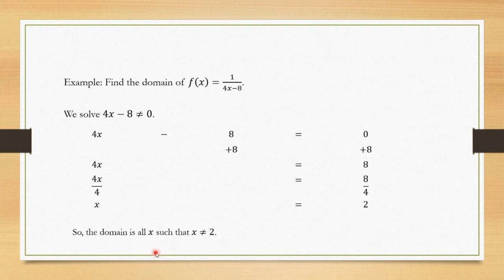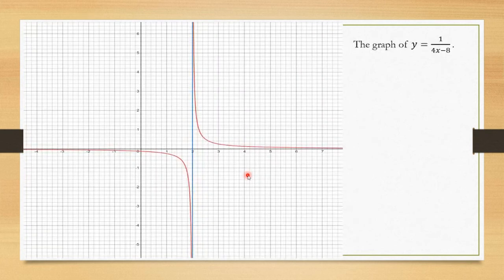So the domain then, right? The denominator is 0 only when x is 2. So the domain is all x such that x is not 2. So everything else is in the domain. And to really show this, I sketched the graph. I sketched it in Desmos. This is what the graph's going to look like.